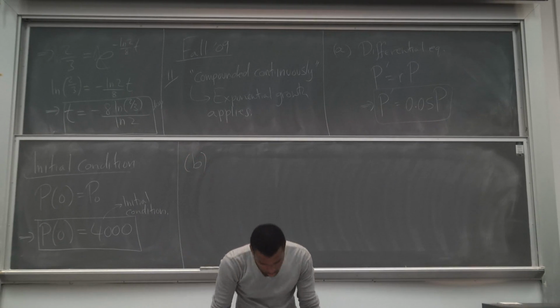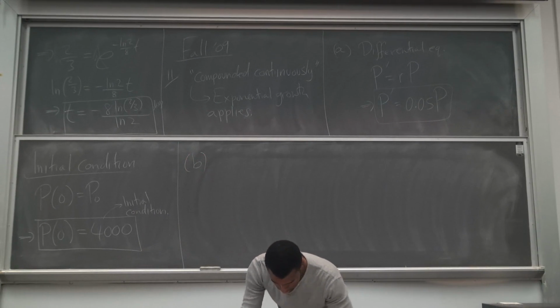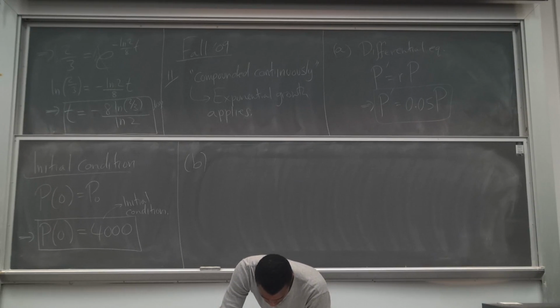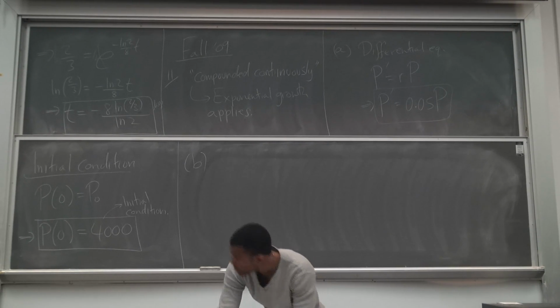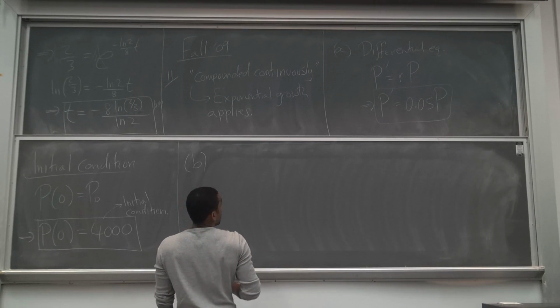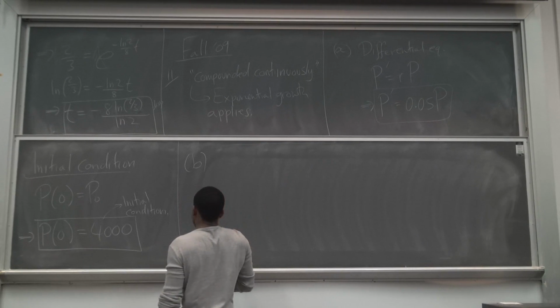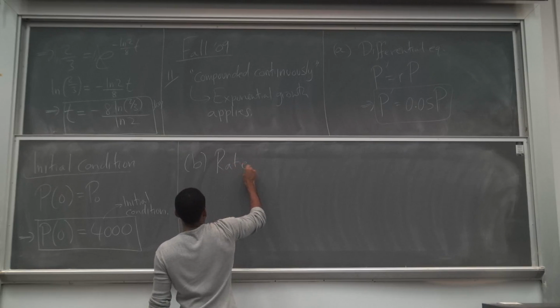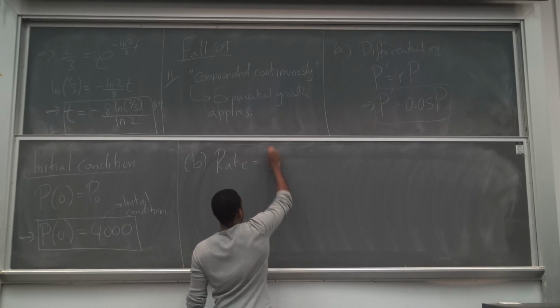And part B. It says, at what rate is the account increasing when the principal reaches 6,000? So what's R? No, R is the growth constant. It's different from the rate. Here you have to remember that rate means derivative. Rate means P prime.